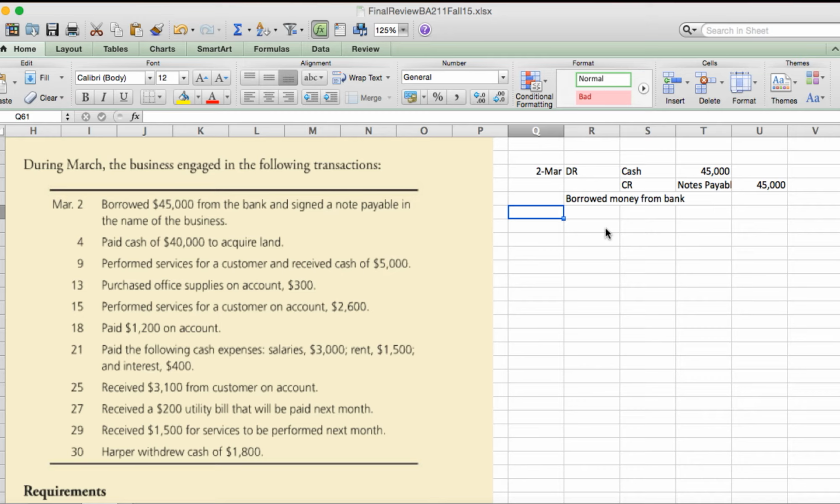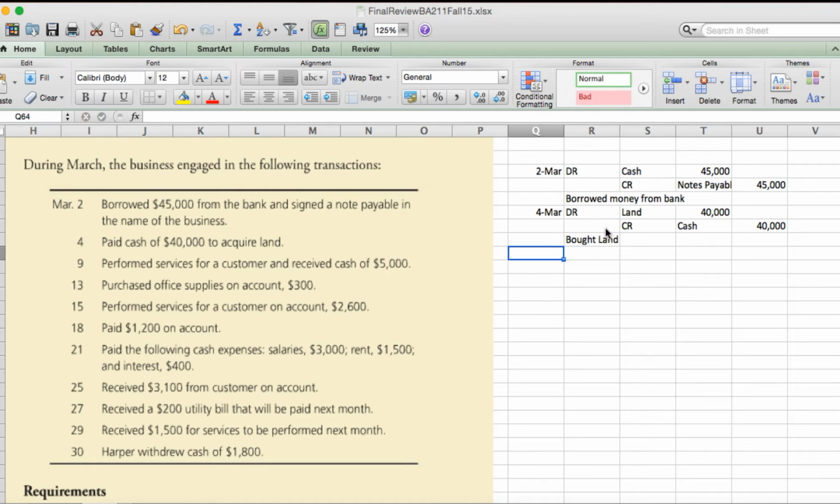Okay, March 4th. Paid cash of $40,000 to acquire land. So this is one of those where we're trading one asset for another. So we've got land, asset going up, cash, asset going down. Description, bought land.